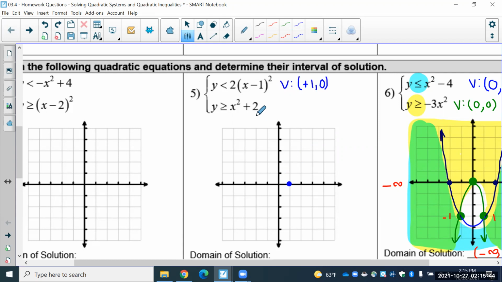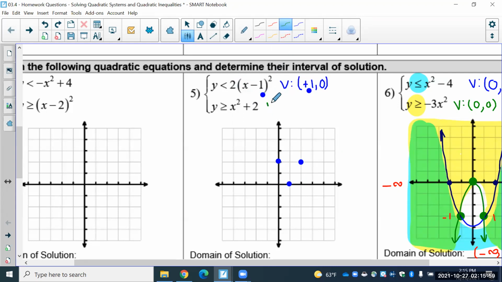And instead of doing 1, 1, when I have a 2, I'm going to go 1, 2. So don't forget that. And then I would go 2, 8, and then 2, 8 from the vertex, right? Not the point 2, 8, but 2 to the left, 8 up. And it's 8 because it should be 4, but I multiplied by 2.